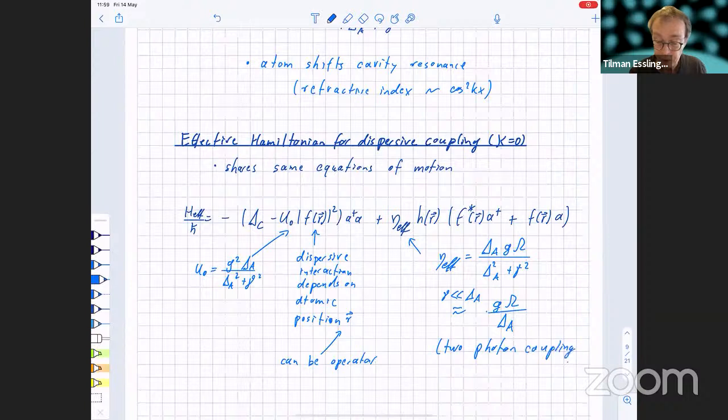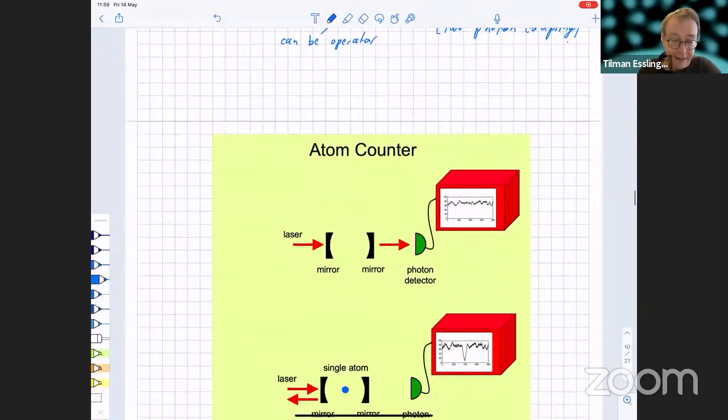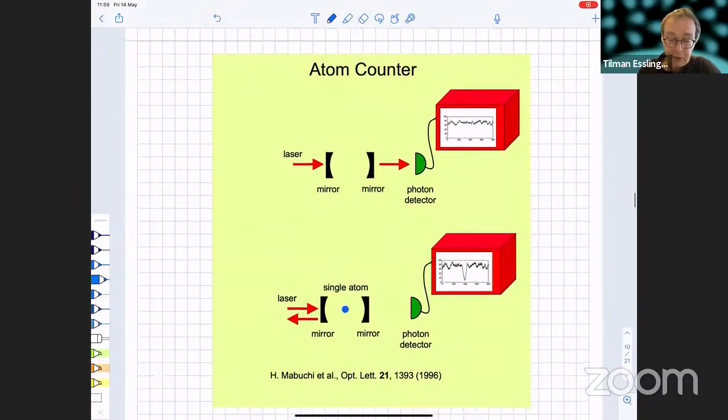One pump photon and one vacuum photon. Okay, so maybe as the last thing concerning the single atom, which sets the framework for the many atoms, let's look at the cavity as an atom counter, and that is shown here.